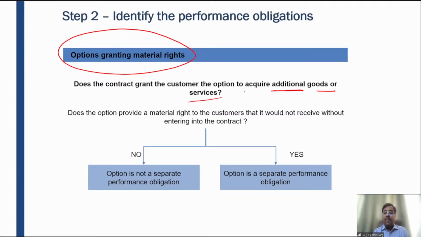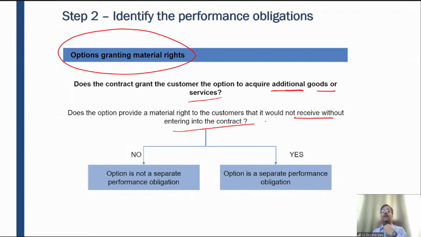Does the option provide a material right to the customer that it would not receive without entering into the contract? So if I would not have entered into the contract with Taj Hotel, I would not get the option, a material right to discount. I would not have received an option of a 50% discount on future purchases. If I would not have purchased goods worth rupees 25,000 from Louis Philippe, I would not have received a discount of 40%.